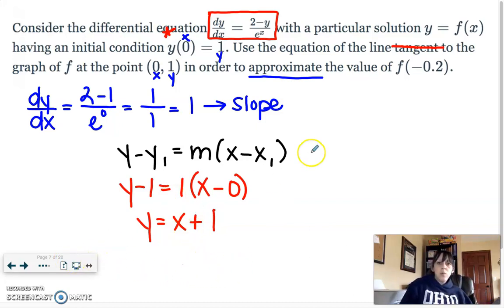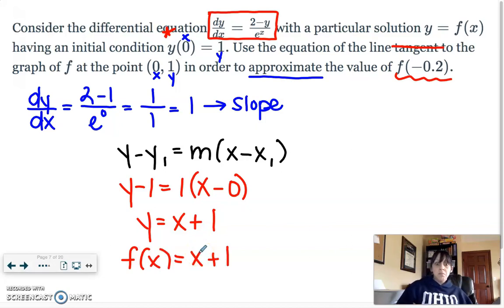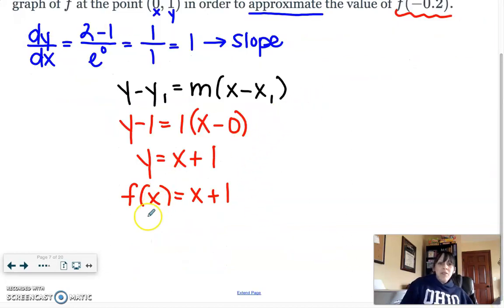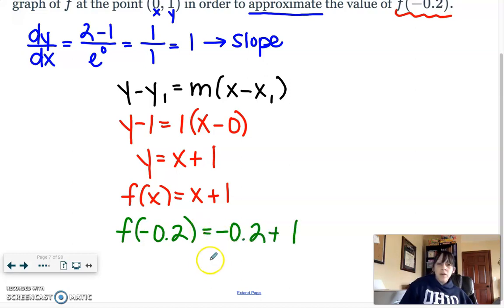So then we're going to use it to approximate f of negative 0.2. Now remember, y is the same as f of x. So y is the same as f of x, right? That's just a different representation. So if I'm trying to find f of negative 0.2, then that just means plug negative 0.2 in for the x value and solve. And so you would get 0.8 for that value.